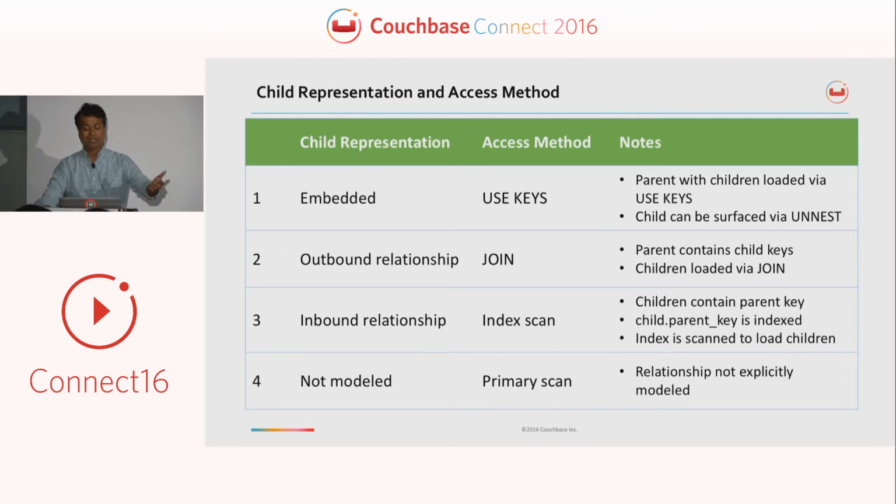Then moving on, the inbound relationships where the child has the pointer to the parent can do index scan as well as the index join. And when you don't model any relationship, you end up using a primary scan. That's the access method of the last resort.